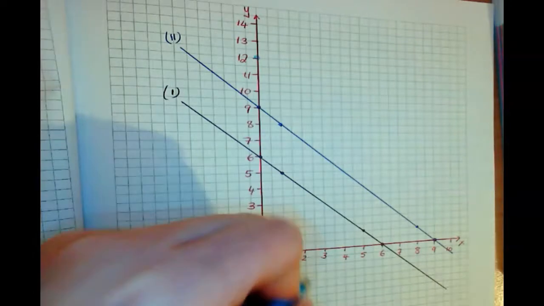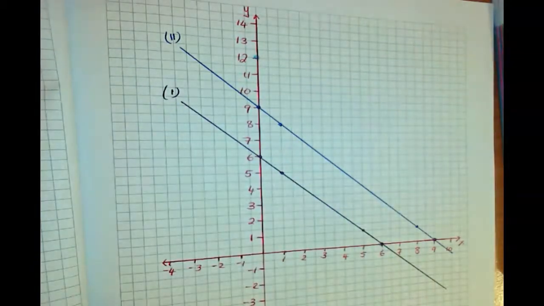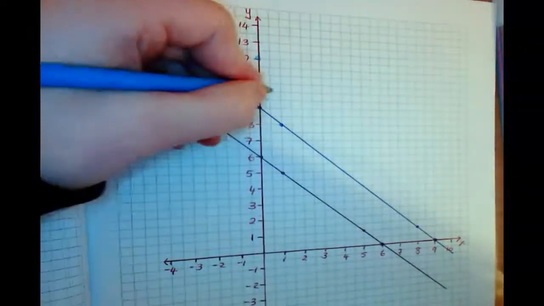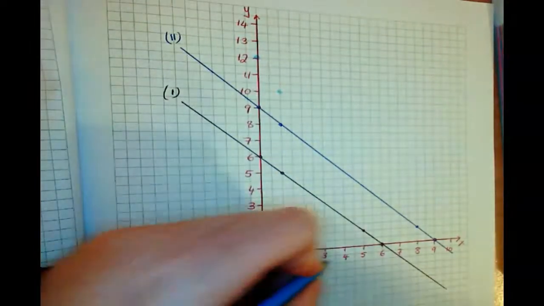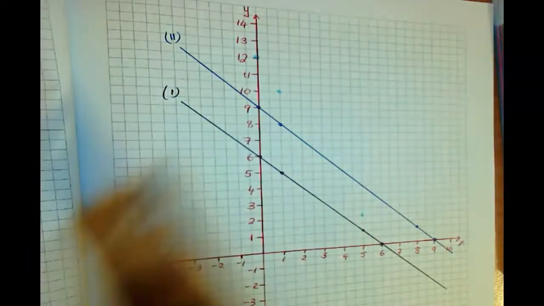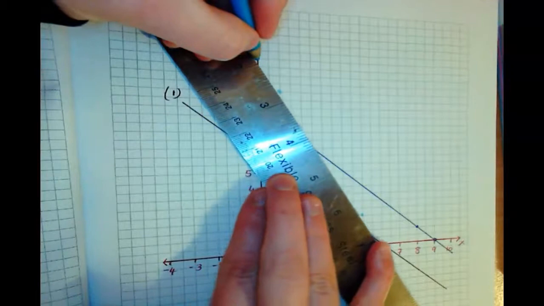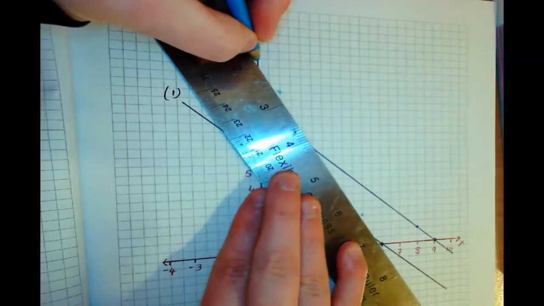6, 0. So we go across to 6 and it's on 0. 1, 10. So we go out to 1, go all the way up to 10. And 5, 2. So we go out to 5, up 2. And our line is going through all of them points. So again, we use our ruler to draw a line going through all of those points.